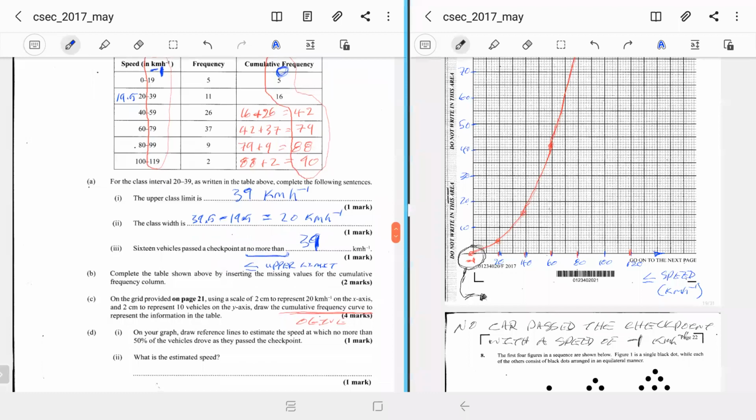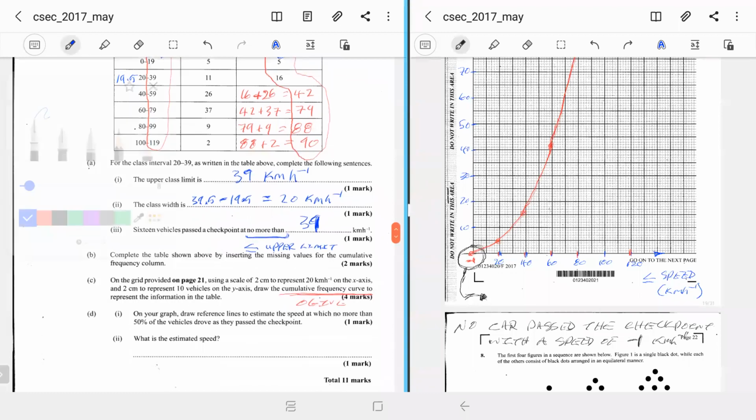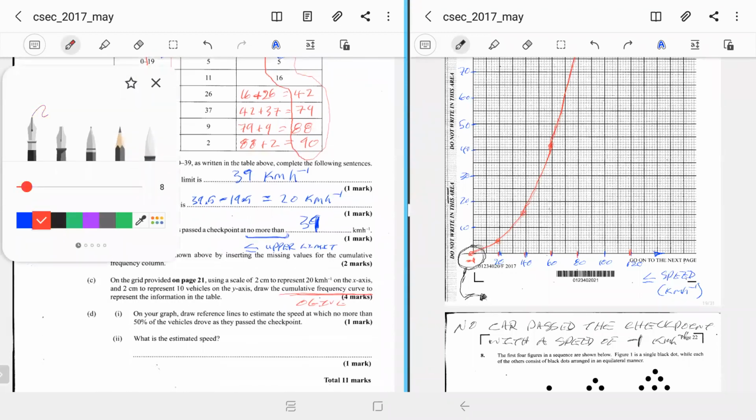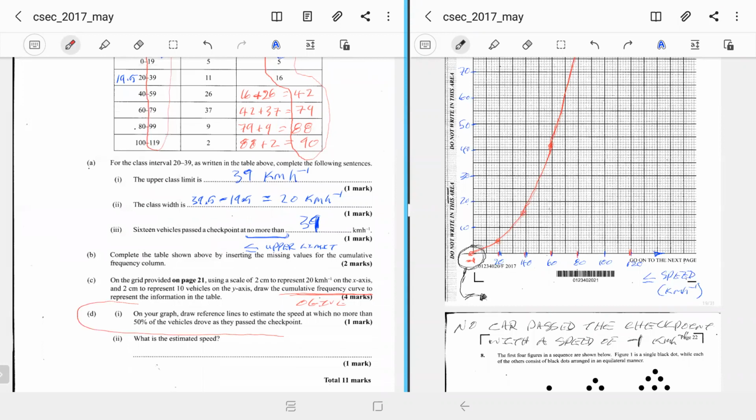So I had to squeeze in that question. The question says, on your graph, draw reference lines to estimate the speed at which no more than 50% of the cars drove past the checkpoint. What is 50% of the cars? What is 50% of the cars? How many cars is 50% of the cars?